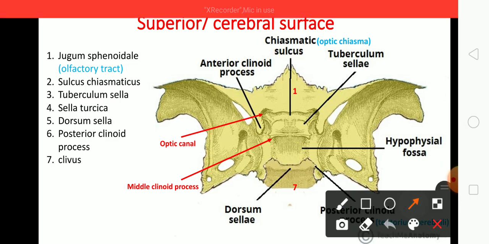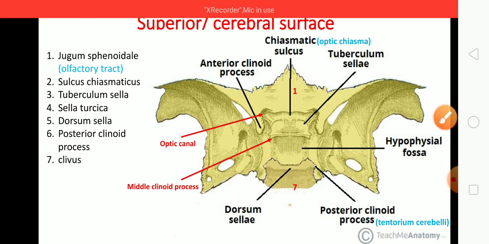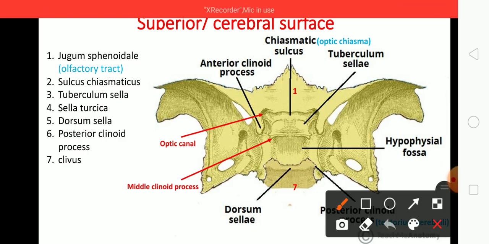So this portion is the jugum sphenoidale. It is a smooth area that articulates with the posterior margin of the cribriform plate and related on each side to the gyrus rectus of the cerebral hemisphere and the olfactory tract. Posterior to the jugum sphenoidale is the sulcus chiasmatis. It is a transverse groove. The optic chiasma lies just above the sulcus chiasmatis. Laterally it leads into the optic canal. So this is the sulcus chiasmatis and laterally it leads into the optic canal.